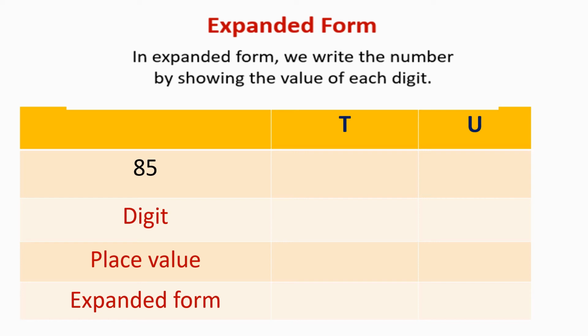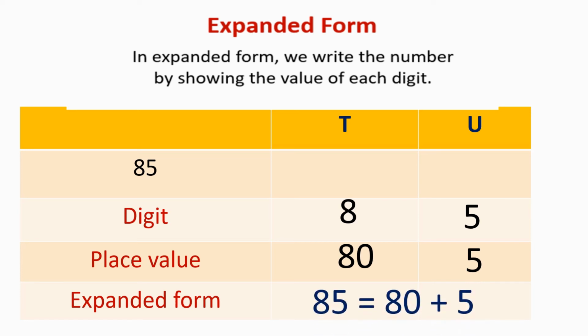So, children, in number 85, digit 8 is in tens place and digit 5 is in ones place. Now let us find out the place value of each digit. So the place value of 8 is 80 and the place value of 5 is 5. So we write 85 equals 80 plus 5, shown as expanded form.